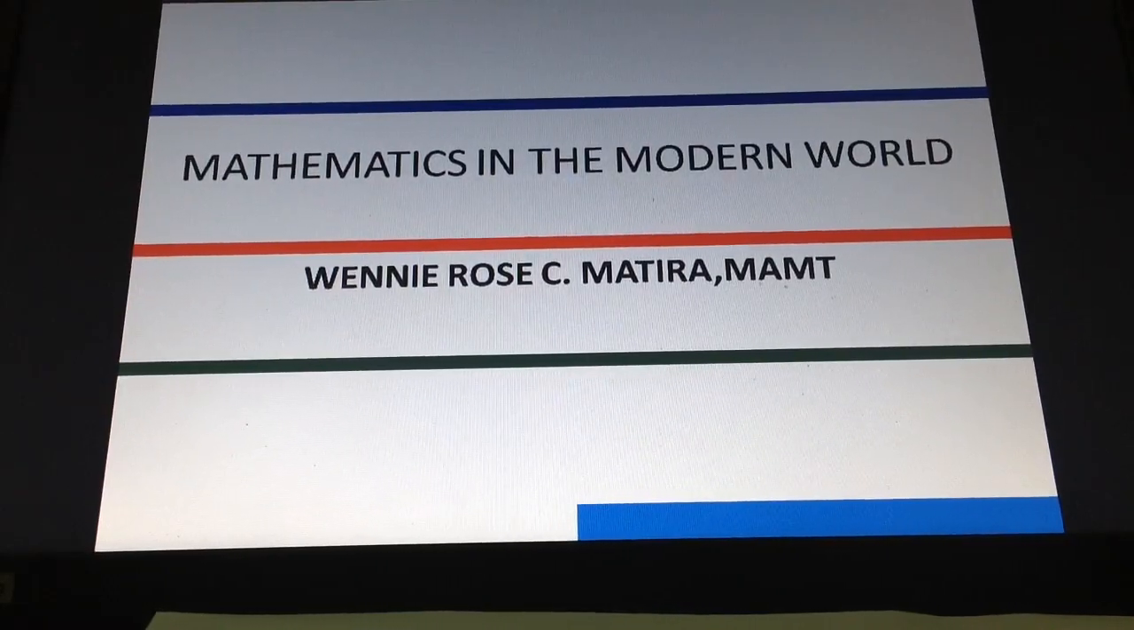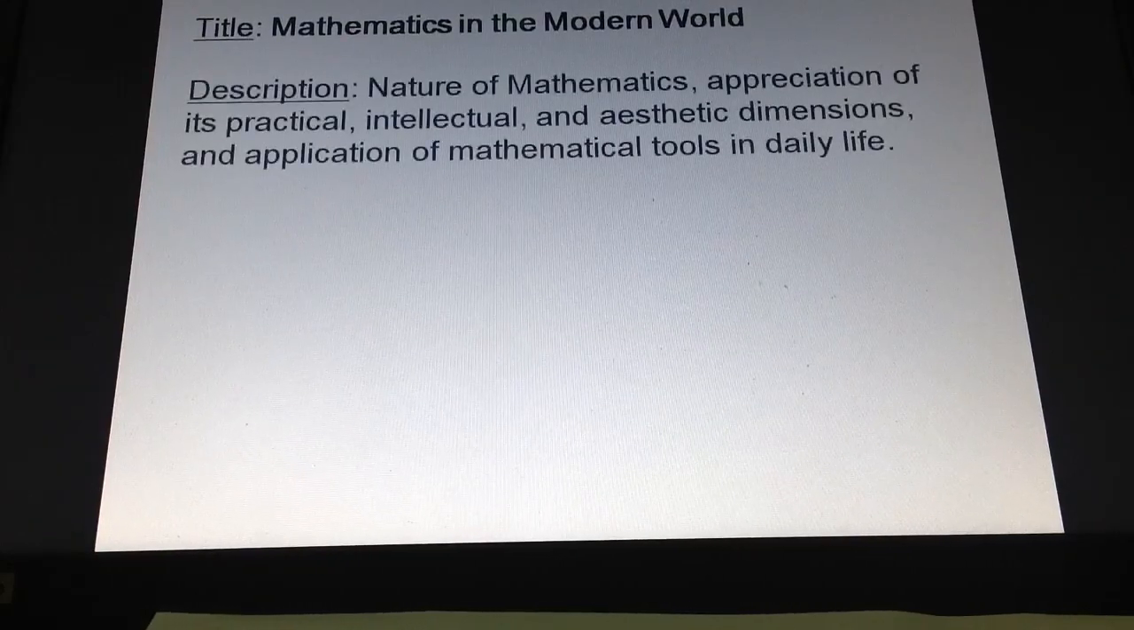Okay, mathematics in the modern world. So, bakit mathematics in the modern world? So, eto, hindi siya ordinary yung math, katulad ng 1 plus 1 simpleng x and y. So, dito we will discuss more about the patterns of the world, the nature of mathematics, the language of mathematics, and like that.